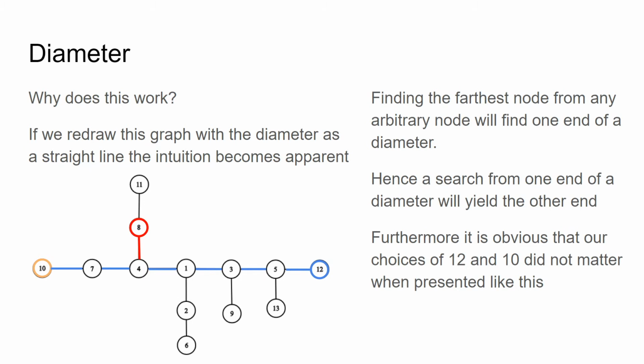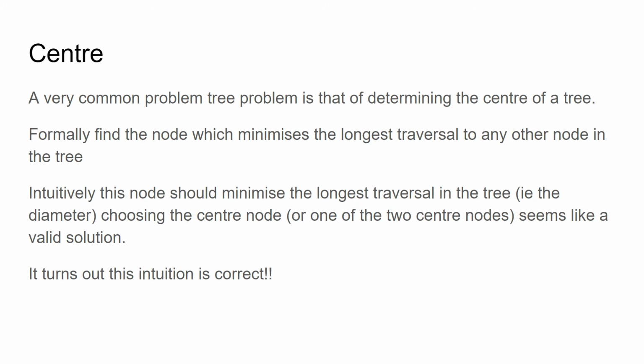So this is essentially just repeating what I just said. Finding the furthest node from any arbitrary node will always find one end of the diameter, and that's the property that we exploit. Cool. I'll come back.